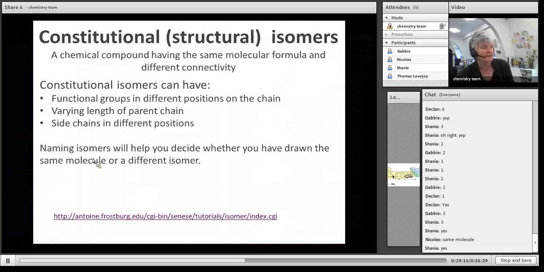And as I said here, naming the isomers will help you work out whether you've got the same compound or not. And as I say, you can connect them differently by putting the functional group in a different place. Did you notice how we went from 5 carbons to 4 carbons to 3 carbons in a row and then added the side chain? So we're varying the length of the parent chain. And then we're also putting the side chains in different positions. Remember, we had 2,2 dimethyl, and then we had 2,3 dimethyl. So those are all ways you can build isomers.